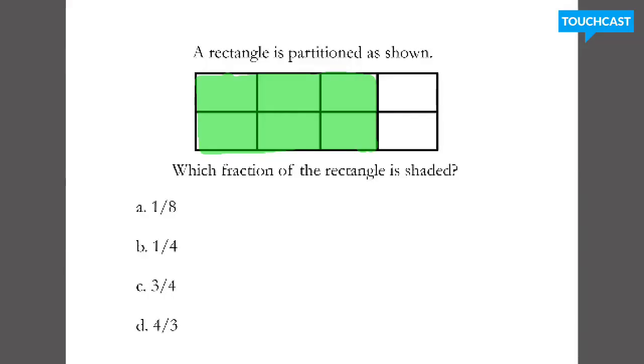Alright, my friends, today is fraction mixed review. So you're going to see a number of problems that are all just review problems from our fraction unit. So let's take a look at number 1.